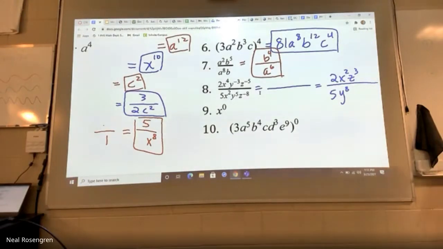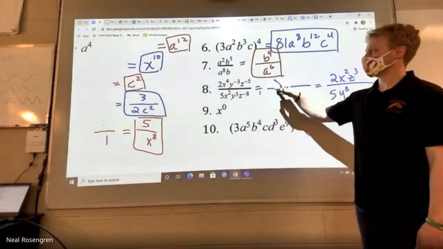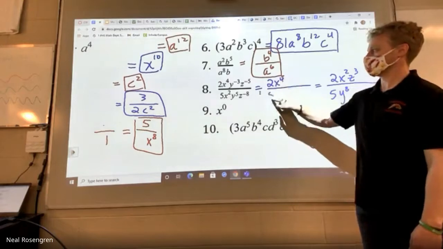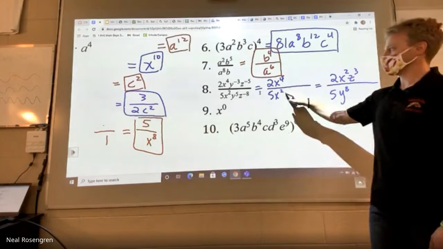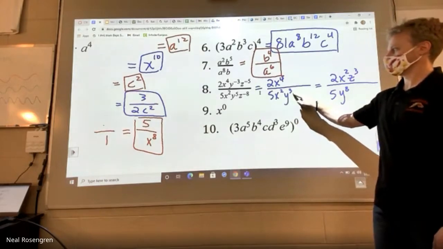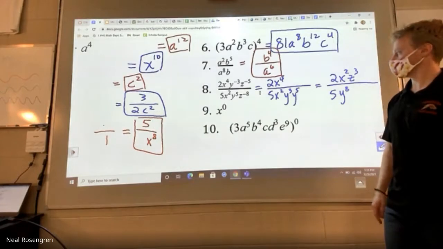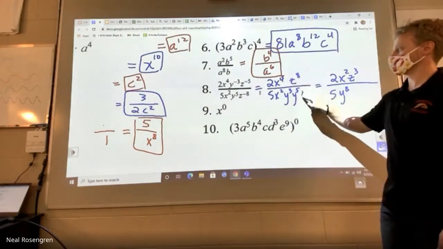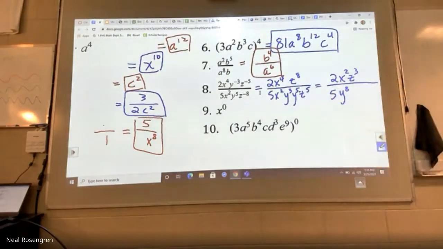Go ahead, Jim. I drew the negative. I went the negative. Cool. So 2 is good, 5 is good, x's are good. So y to the negative 3, and put on the bottom. Cool. Then both of these are equal. Nice. There you go. So that's a good in-between step. I like that. Awesome. All right, last 2.